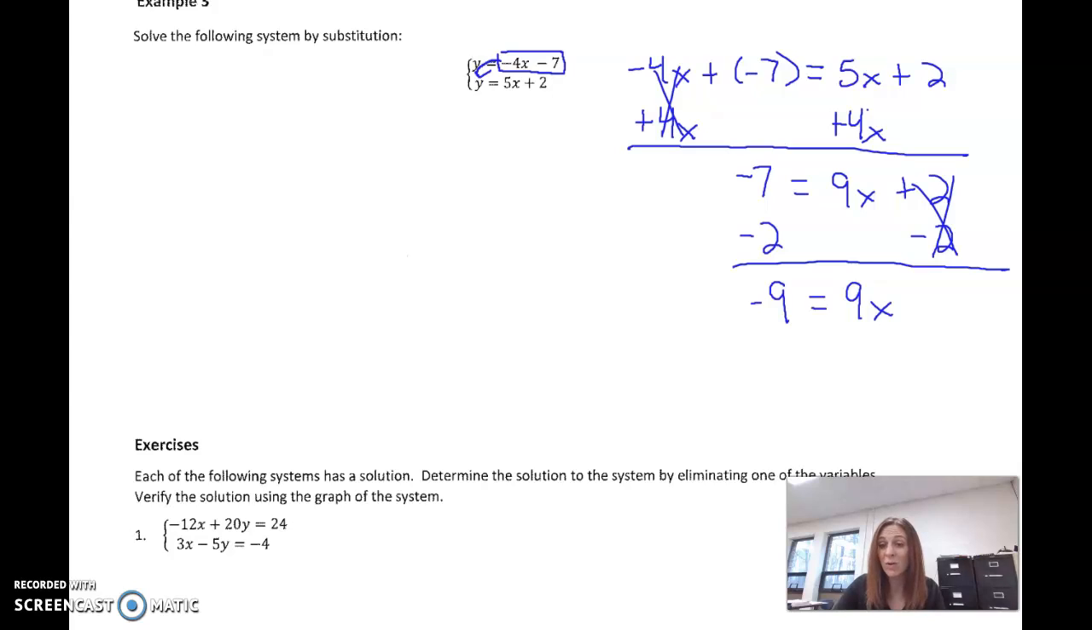Again, still solving for our unknown x. So this is 9 times x, so I'm going to do the inverse. I'm going to divide. And I'm left with x, 1x, equals negative 9 divided by 9, which is a negative 1. All right, so we know our x value.